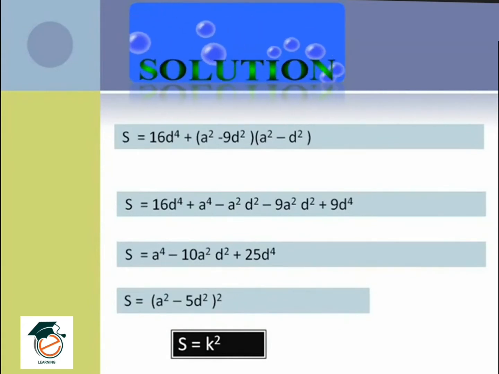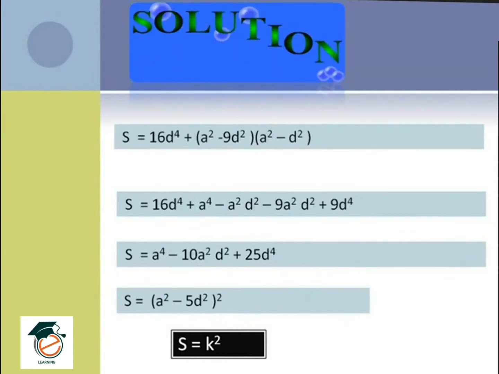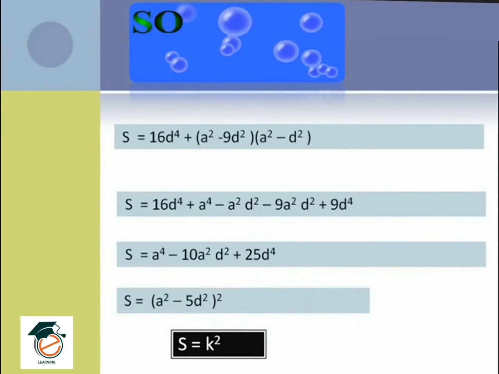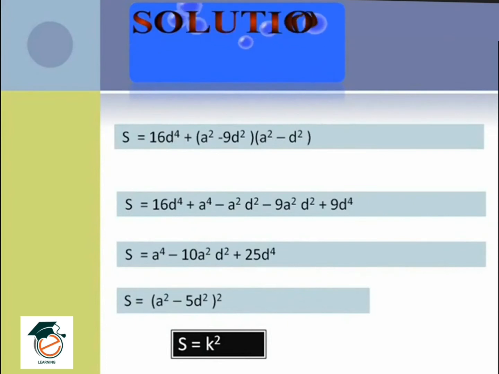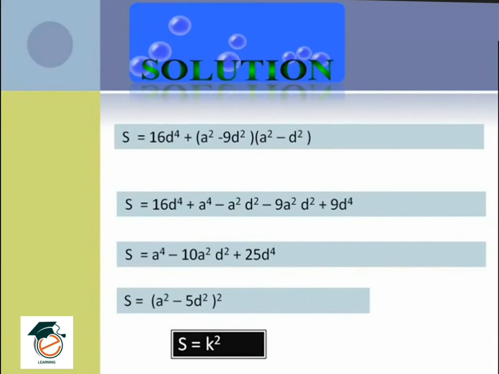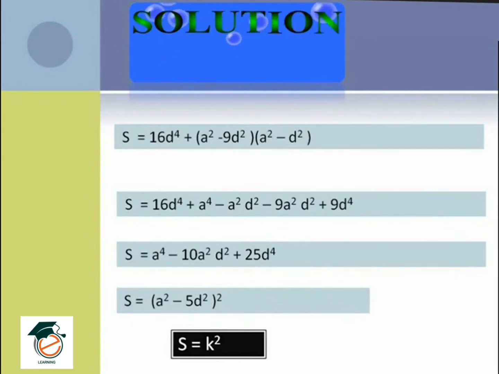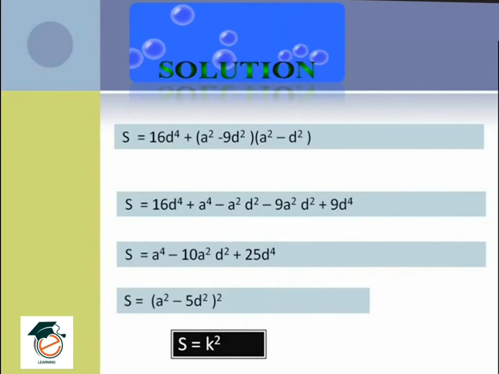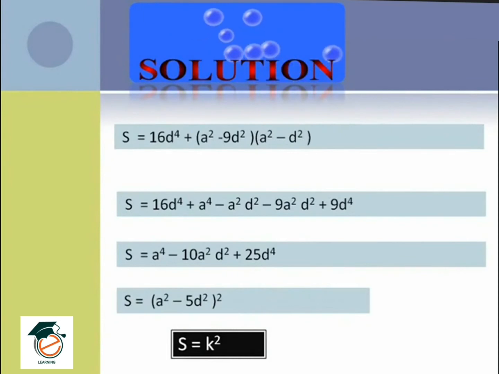So this was all about the arithmetic progressions. In this lecture we have seen what is an arithmetic progression, how to find the nth term of an arithmetic progression, how to calculate the sum of n terms of an AP, and what are some of the very important properties of an AP. In the next lecture we are going to study about geometric progressions.